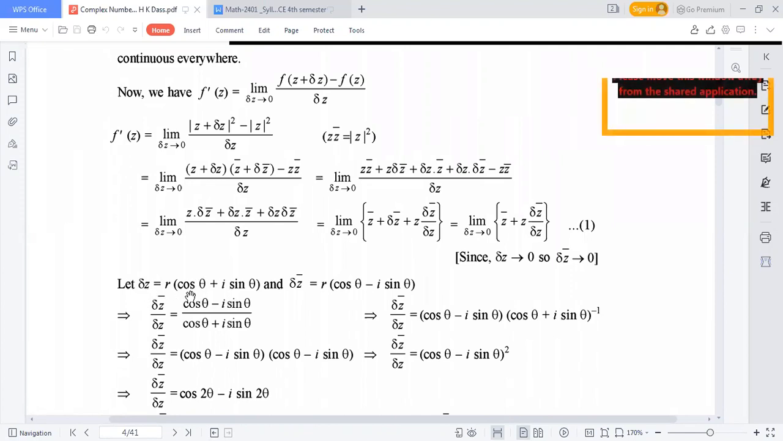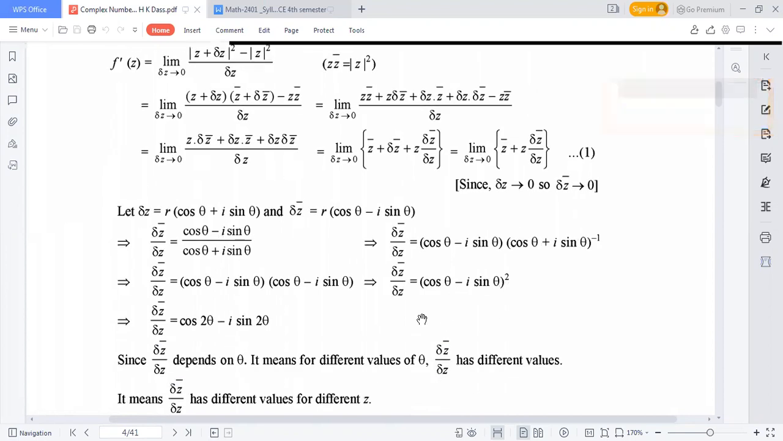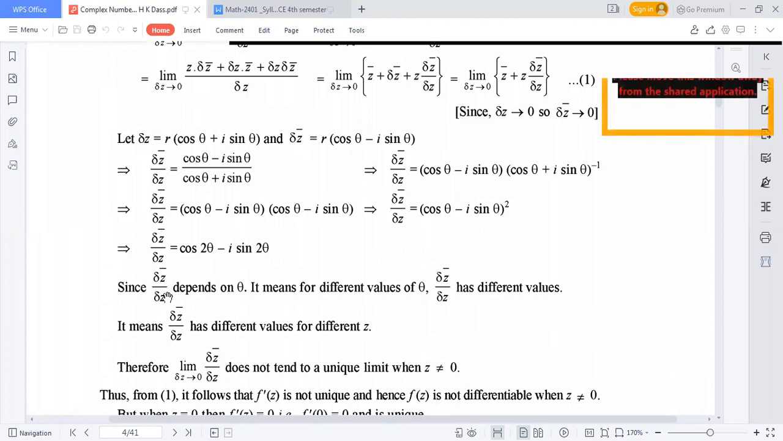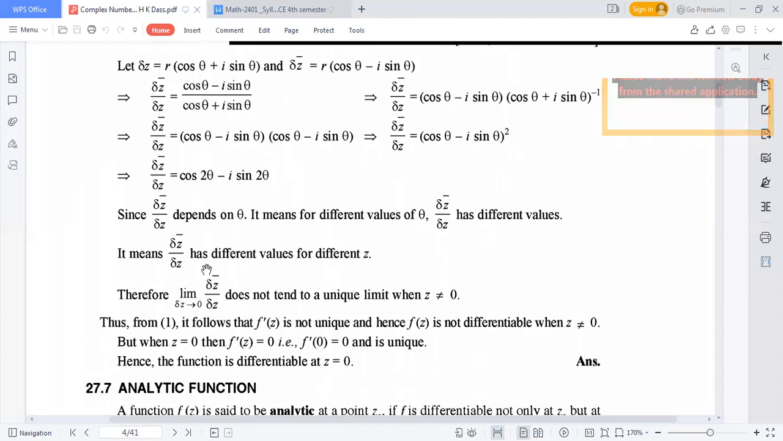If we transform to polar form, del z equals r into cos theta plus i sin theta, and the conjugate will be just taking minus, and this ratio will be this. But we can write this one by de Moivre's theorem as cos theta minus i sin theta whole square. So by de Moivre's theorem, this is cos twice theta minus i sin twice theta. Since this ratio depends on theta, it has different values for different values of theta. So this ratio has different values for different paths. Hence the limit of this ratio would be the differentiation.